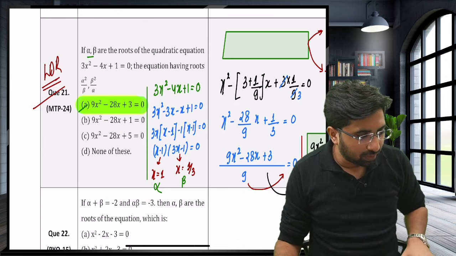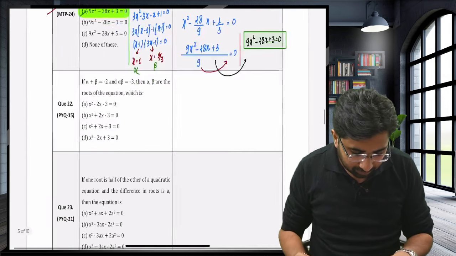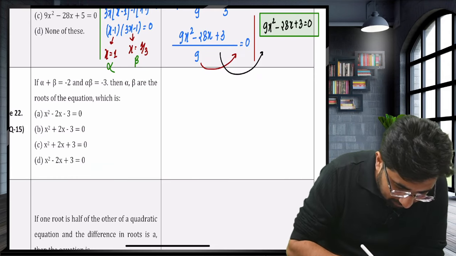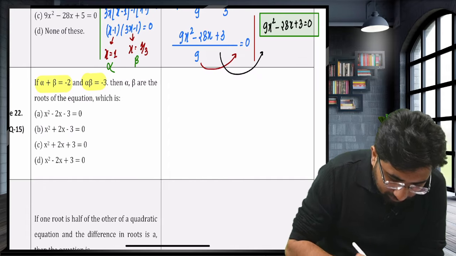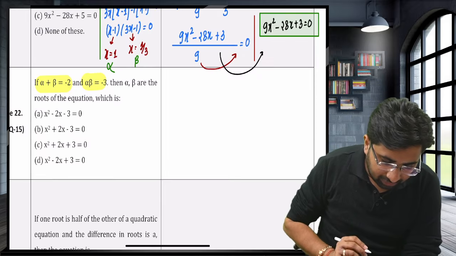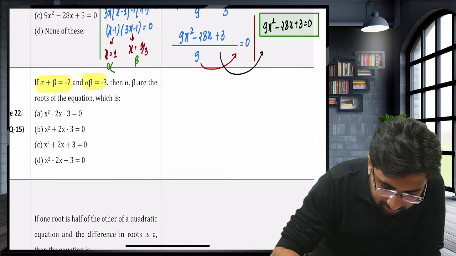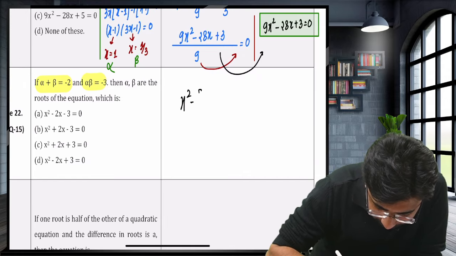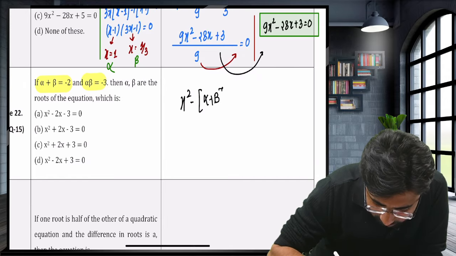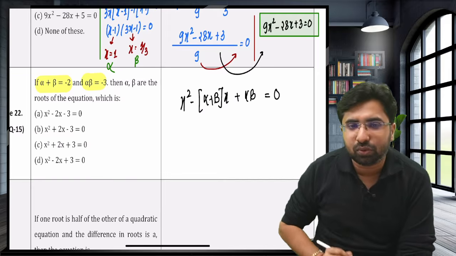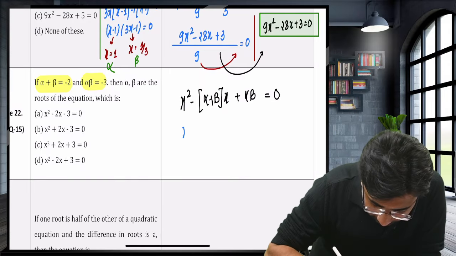Guys, can I move forward? Option A, yes. Guys, let's solve this question. They have given you alpha plus beta and alpha into beta, and they are asking for the equation. Let's form the equation. The equation is x square minus sum of the roots into x plus product of the roots equals to 0. Everybody, so what will be the equation?